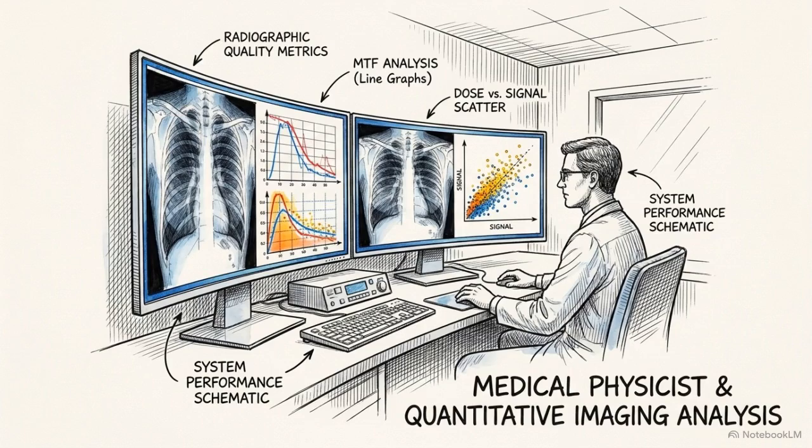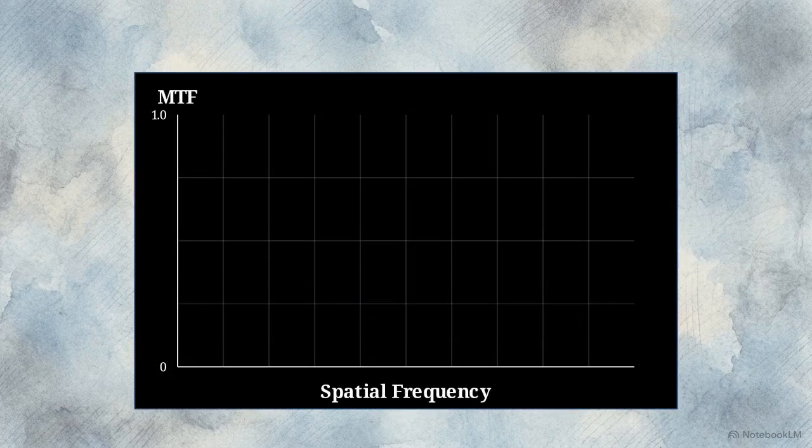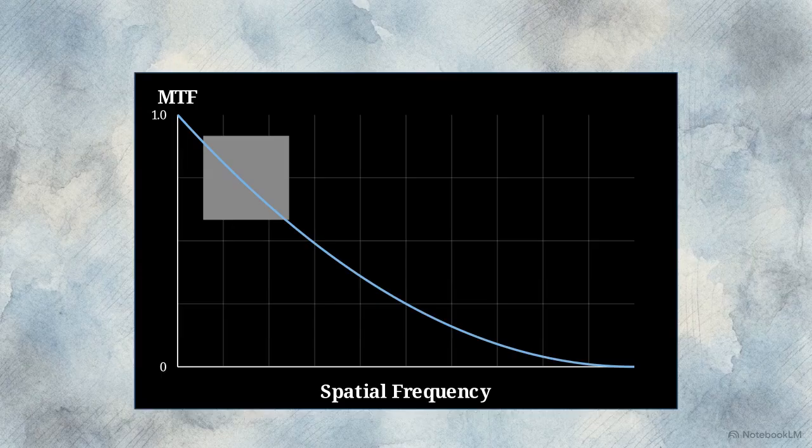Shifting from hardware architecture to the resulting digital file, medical physicists rely on strict mathematical functions to objectively measure how well these detectors perform. This chart graphs the modulation transfer function, or MTF. It plots spatial frequency against the MTF ratio, serving as the definitive measure of a detector's spatial resolution limits. An MTF of 1.0 means the spatial resolution recorded by the detector perfectly matches the object being imaged, but as the spatial frequency of the details increases, inherent system noise degrades the signal. The line curves downward until it reaches an MTF of 0, the limiting spatial resolution where no information is conveyed.